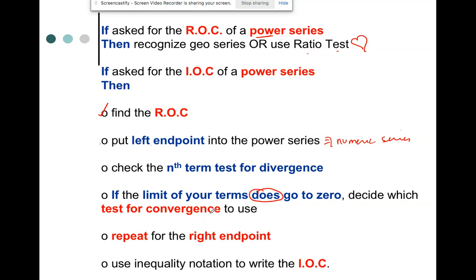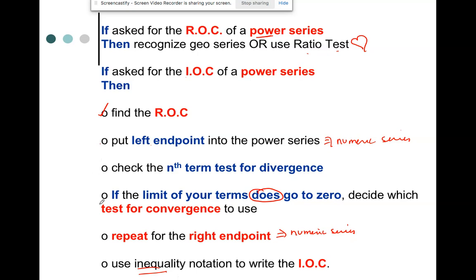All those things in the thought bubbles. Is it a p-series? Is it geometric? Should I do a comparison test? Is it alternating signs? Should I use the alternating series test? Right? All of those things. The ratio test for numeric series could be used as well. Then you repeat for the right endpoint, and that means you have another numeric series, and then you use inequality notation and figure out whether you should include the endpoints in the inequalities or not. That's the whole goal of the interval of convergence, right?